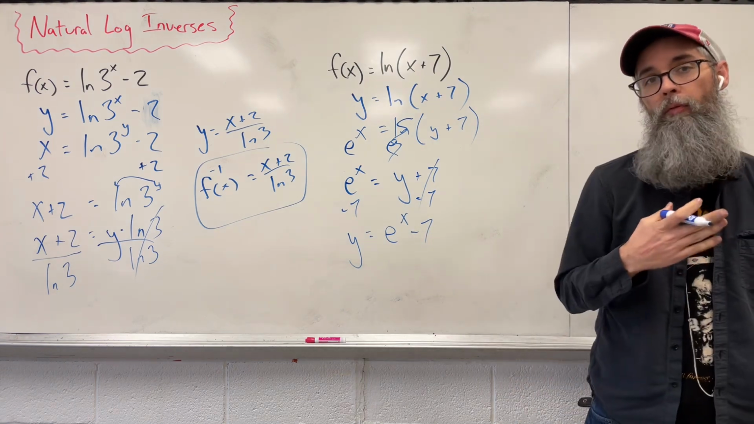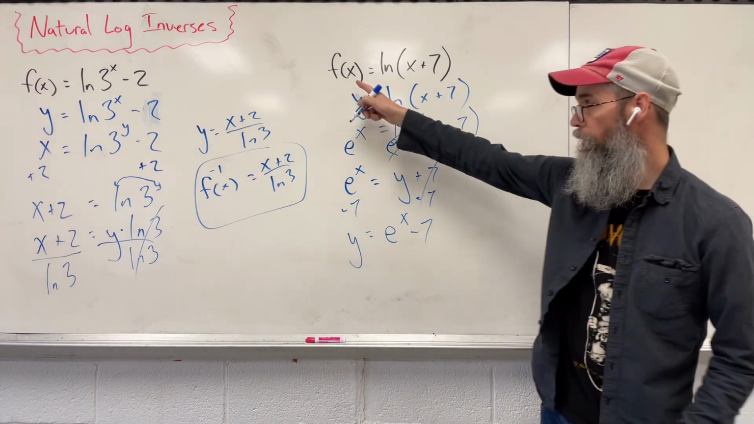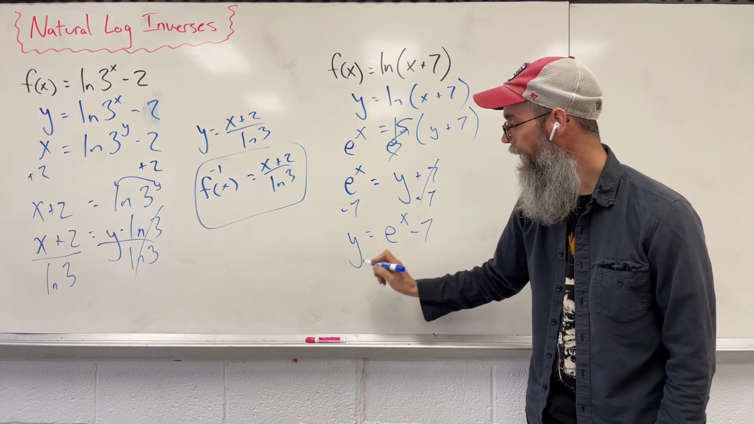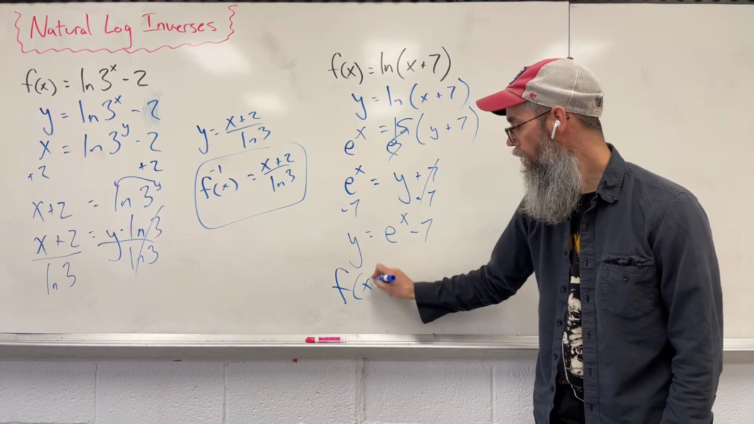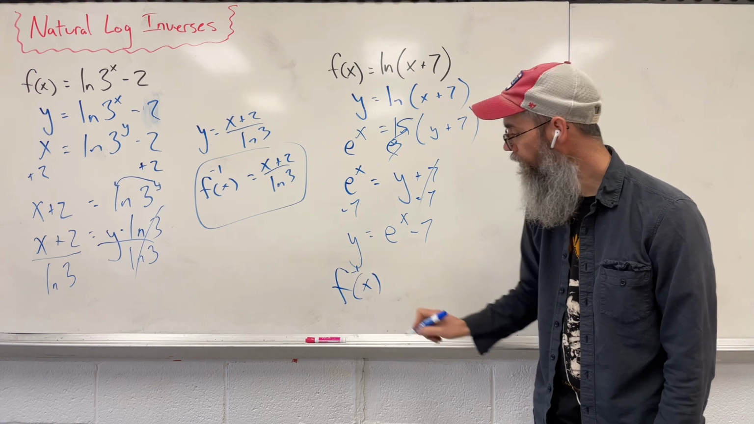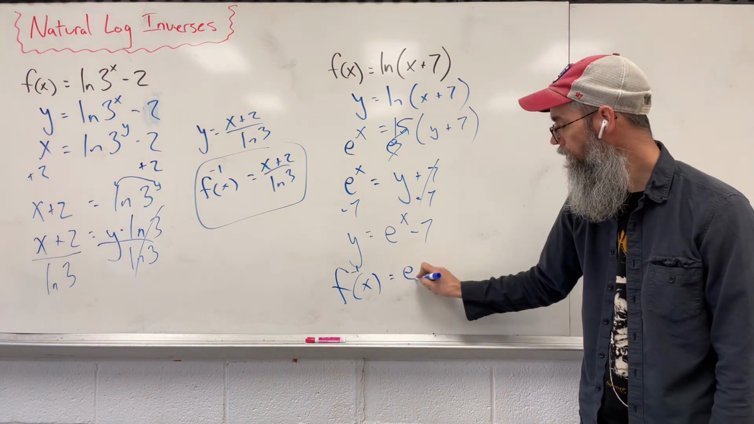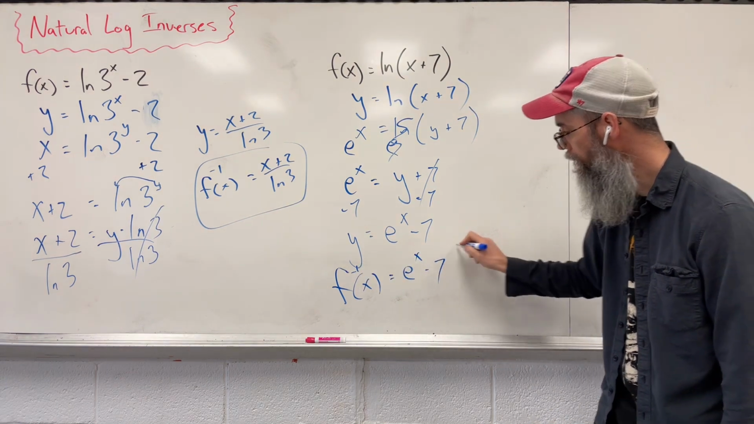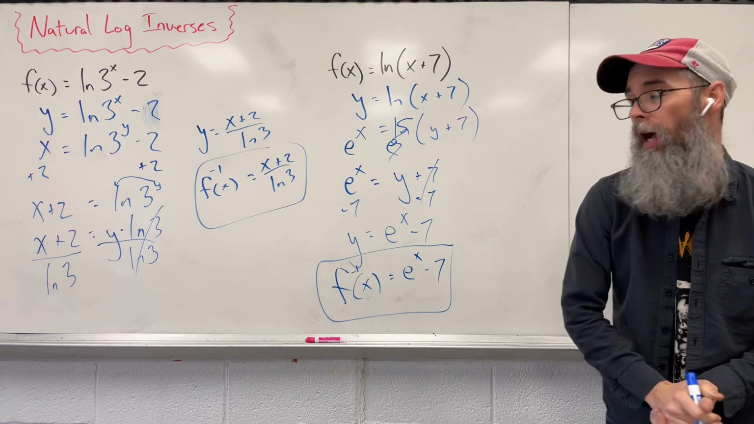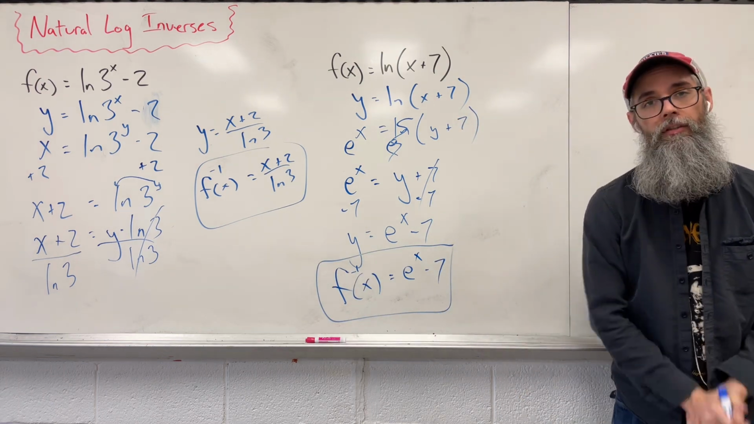We don't want to leave it like that. We want to put it back in function form. We started with an f of x. We want to end with f of x. But slightly different. We put the little exponent of -1 up there, e to the x power minus 7, and we're good. And that is finding the inverses of natural logs.